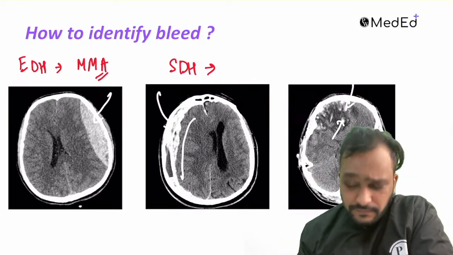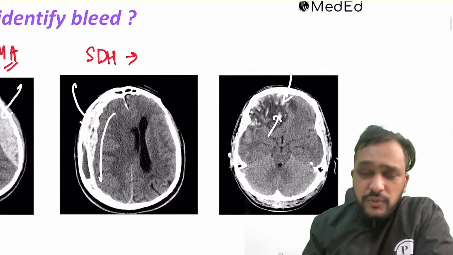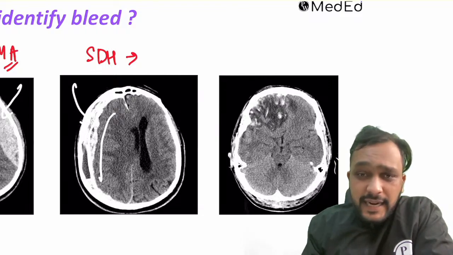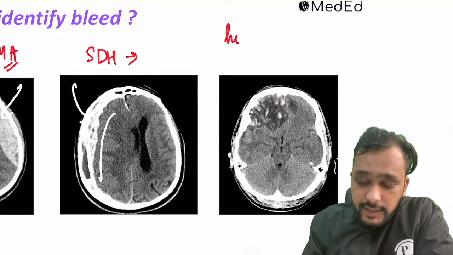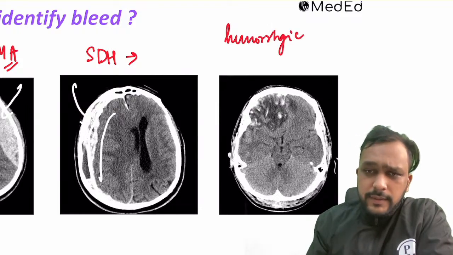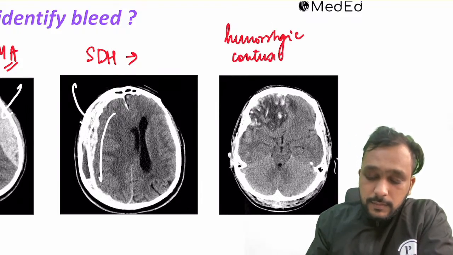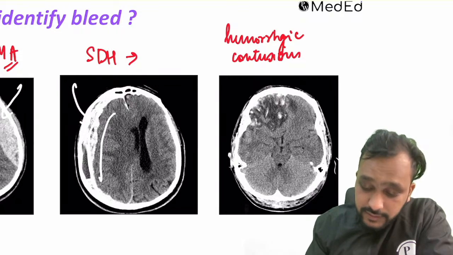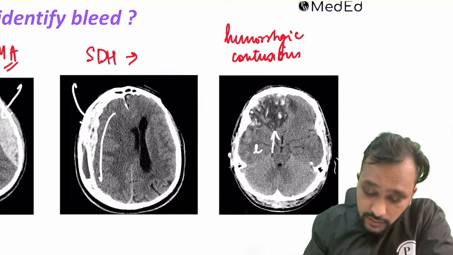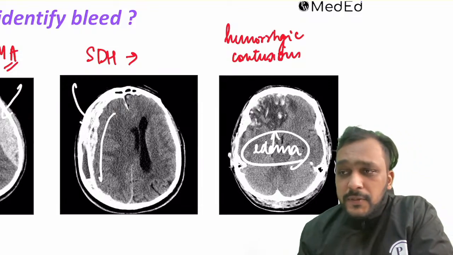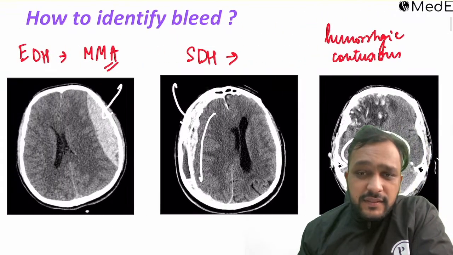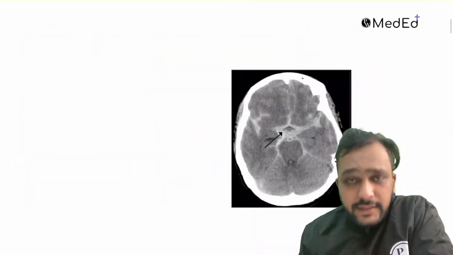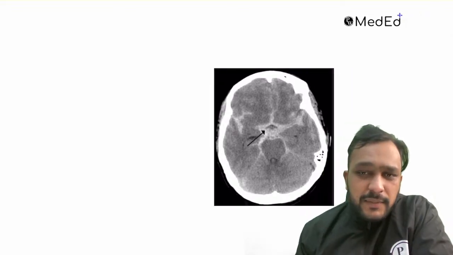And if I talk about the last, third case, what we are able to see is multiple hyperdensities within the right frontal lobe. So this is nothing but your hemorrhagic contusions. These hemorrhagic contusions are seen in patients with trauma, right? And the differentiating feature of hemorrhagic contusions is that they are surrounded by an area of edema, an area of hypodensity. Because they are surrounded by an area of hypodensity, this is an intraaxial bleed, that is your hemorrhagic contusion, right?